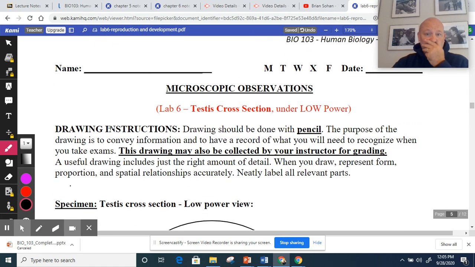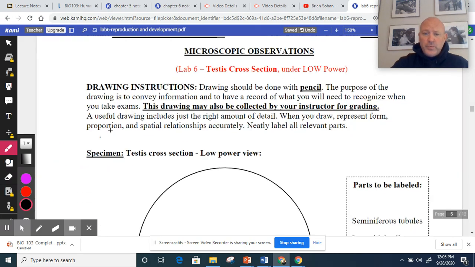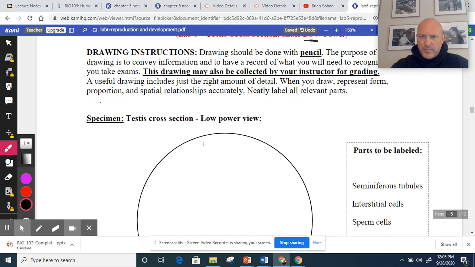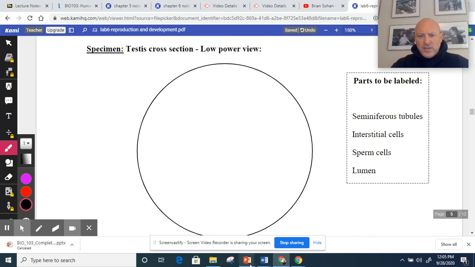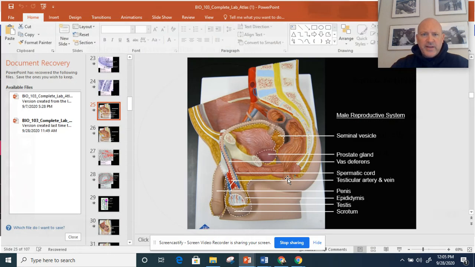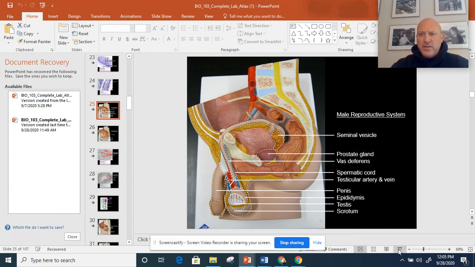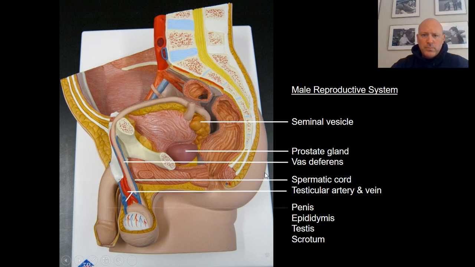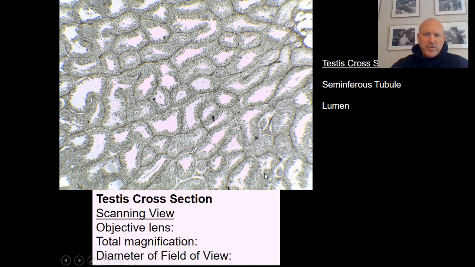All right. So when we're trying to do this, it says under low power. I'm not sure if we're going to really be sticking with that, but let's see what this looks like in the lab atlas. Again, this is the lab atlas that is provided to you in Blackboard. And it labels all the diagrams.